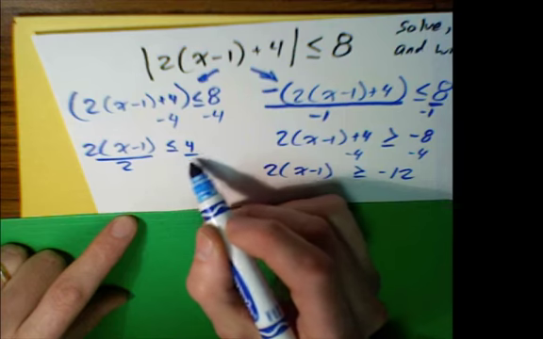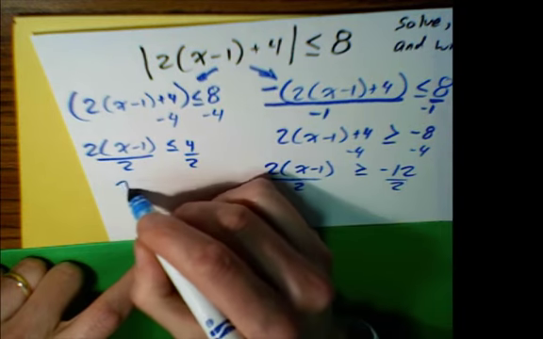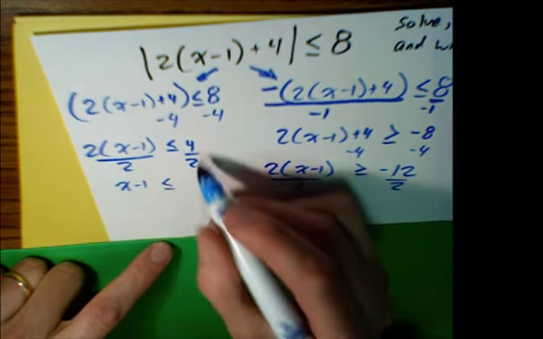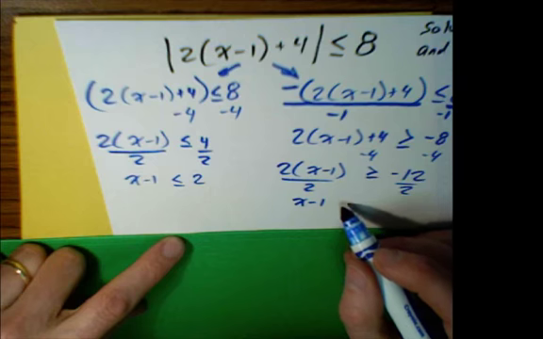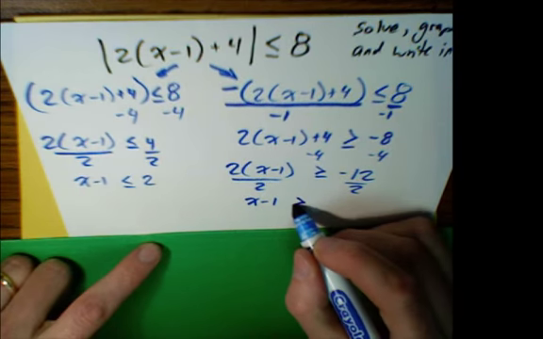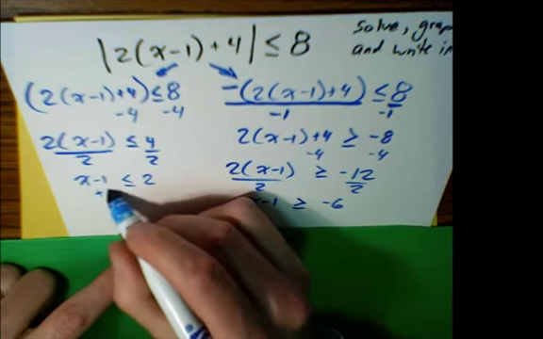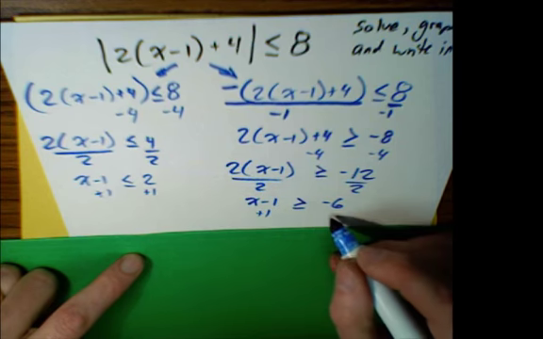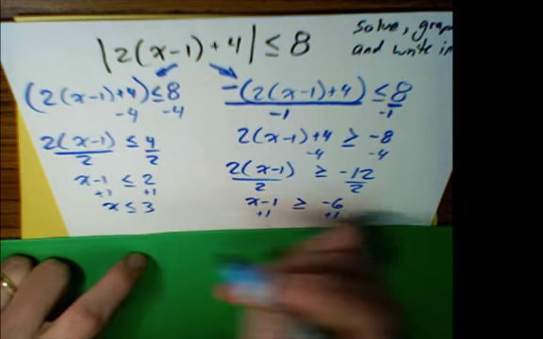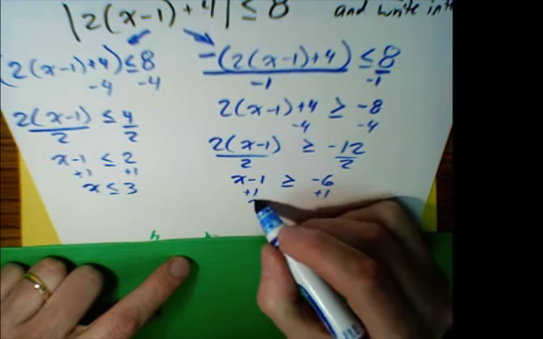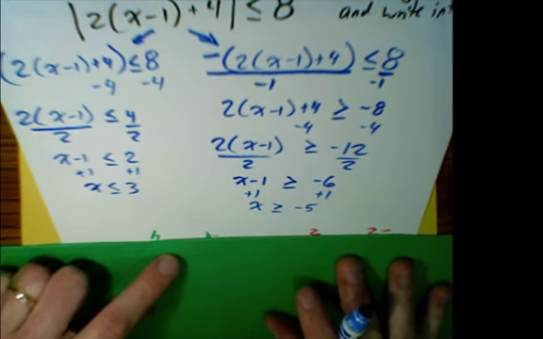And I could divide both sides by 2 here, and divide both sides by negative 2 here. I get x minus 1 is less than or equal to 2. Over here, x minus 1 is greater than or equal to negative 6. Lastly, we're just going to add 1. x is less than or equal to 3. And here, x is greater than or equal to negative 5.